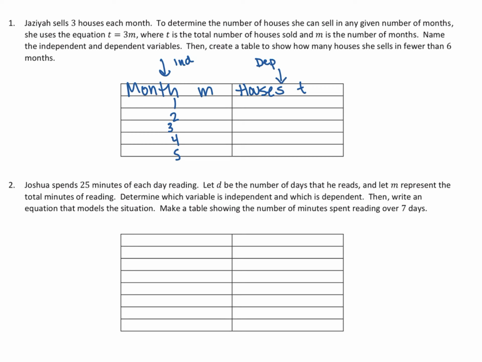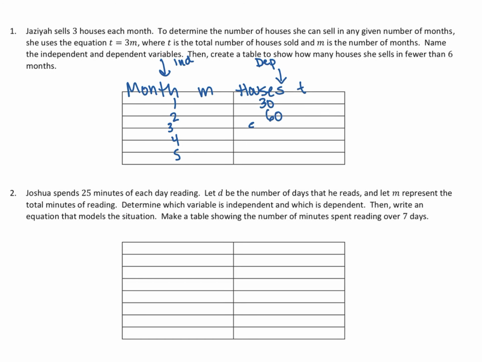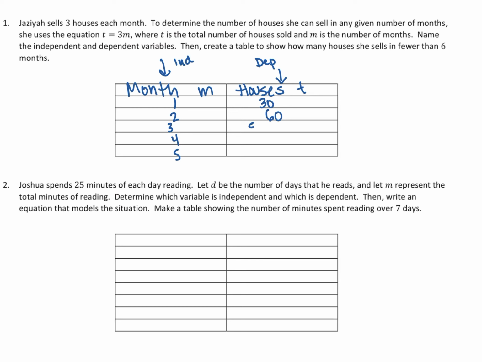Each month, she sells 30 houses. So in 1 month, she sells 30. Over 2 months, she sells 60. Over 3 months, she can sell... There we go. She can sell 90. In 4 months, it's 120. And in 5 months, it's 150.